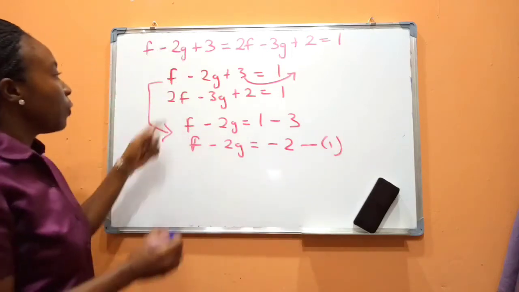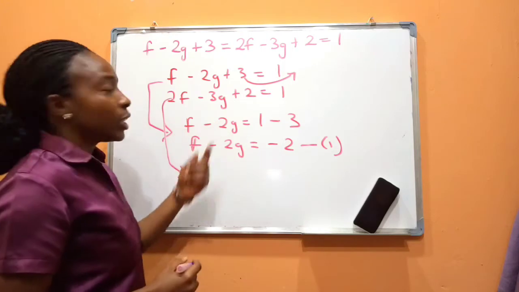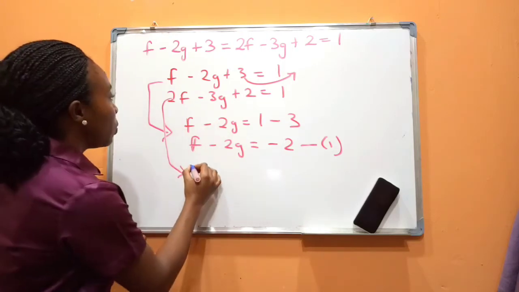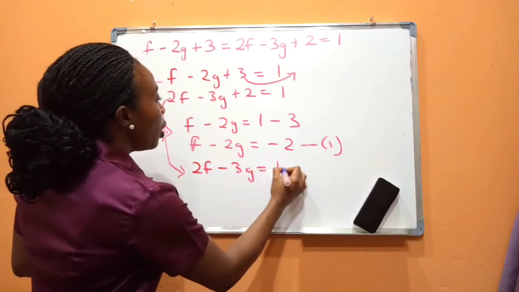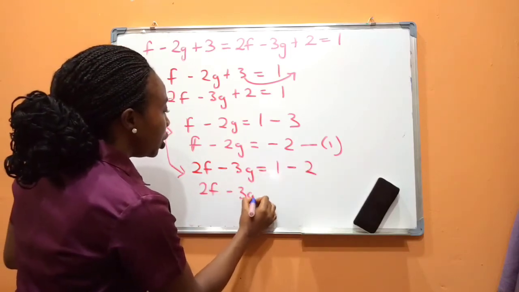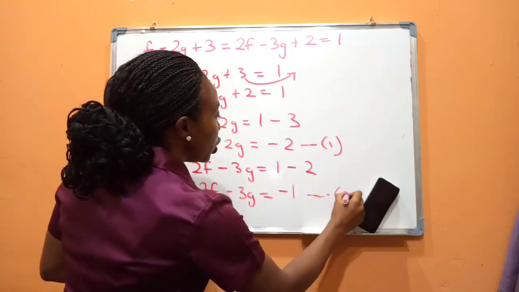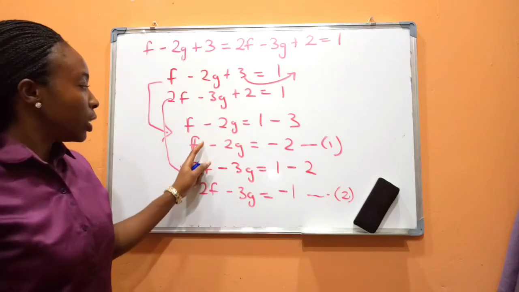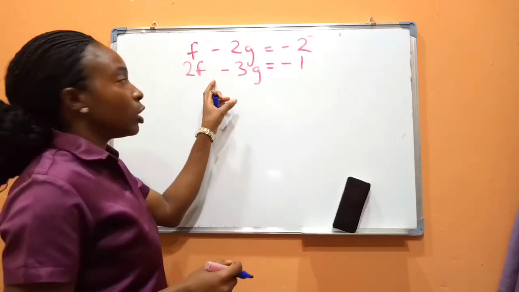Now let's solve for the second one. For the second one, we are going to have 2f minus 3g equals 1 minus 2. 2f minus 3g equals minus 1. So this gives us equation 2. Now we have succeeded in getting it in this form. We can easily solve it. So let's try and equate these, okay?